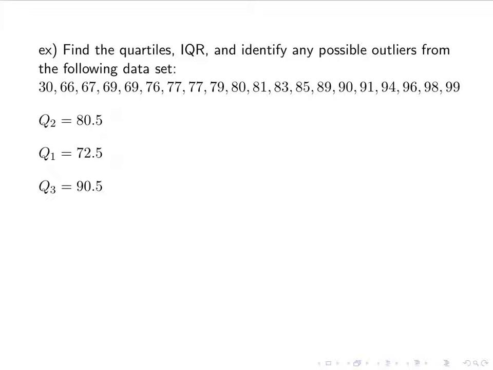The next thing I want is the IQR. That is, remember, Q3 minus Q1. So 90.5 minus 72.5. And that gives me 18.